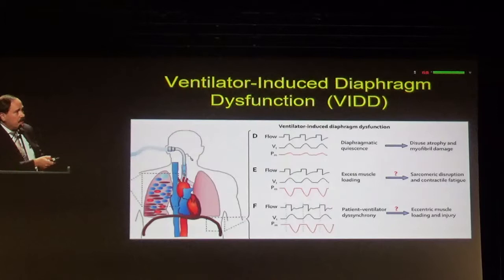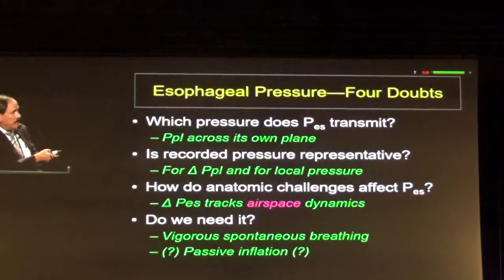Here are my answers, my last slide. Which pressure does esophageal pressure transmit? The pleural pressure across its own plane. Is the recorded pressure representative? Yes, for delta pleural pressure and for its local pressure. How do anatomic challenges affect the esophageal balloon? The delta tracks the airspace dynamics, even in non-symmetrical environments like a massive pleural effusion.